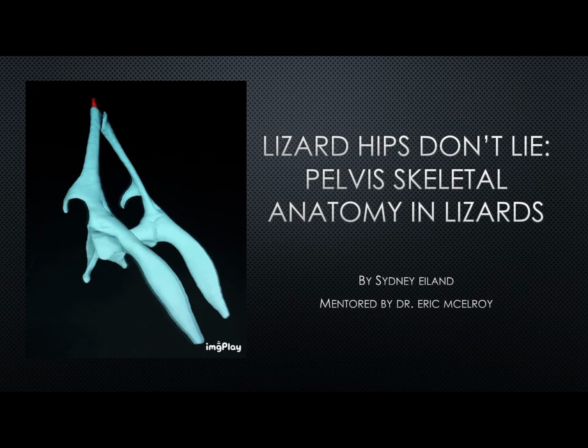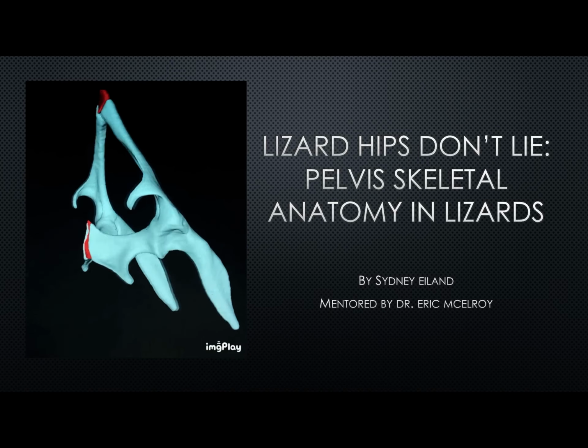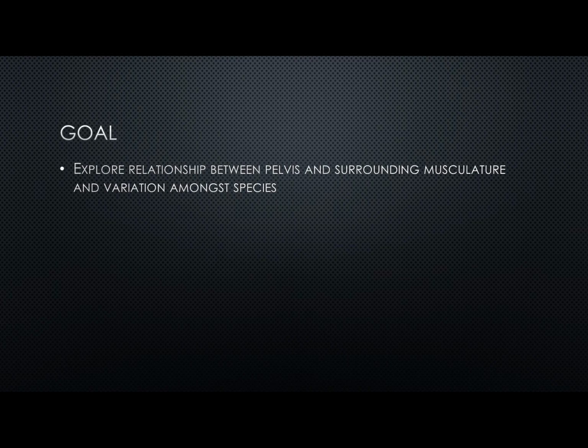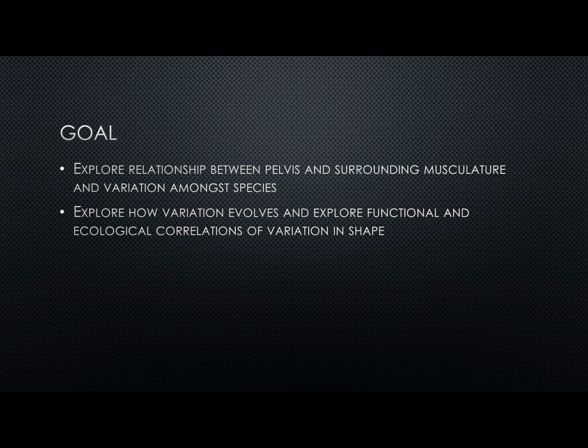This image that you see right here is actually one of my finished products of one of the 3D models that I did create. The ultimate goal of the project is to have the 3D models of both the bony pelvis and the surrounding musculature in order to observe the variation. Then we'll explore how that variation evolves and explore the functional and ecological correlations of variation in shape. We know that form impacts function, and this gives us a very detailed look at the form, the anatomy, and eventually we will digitally dissect the specimens.